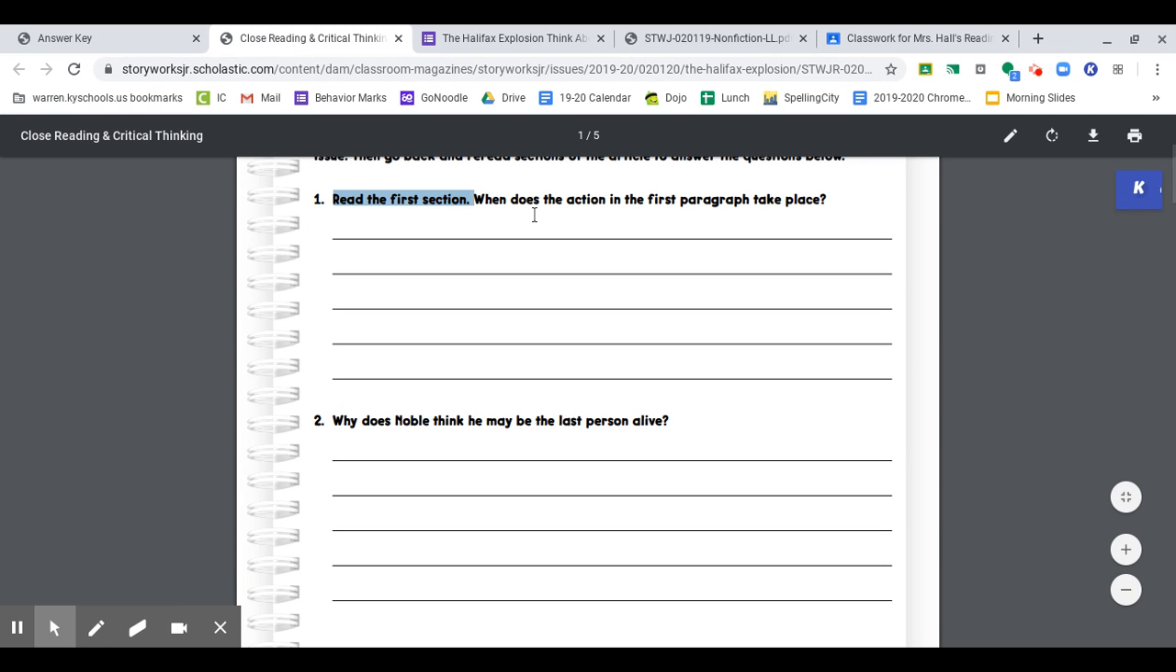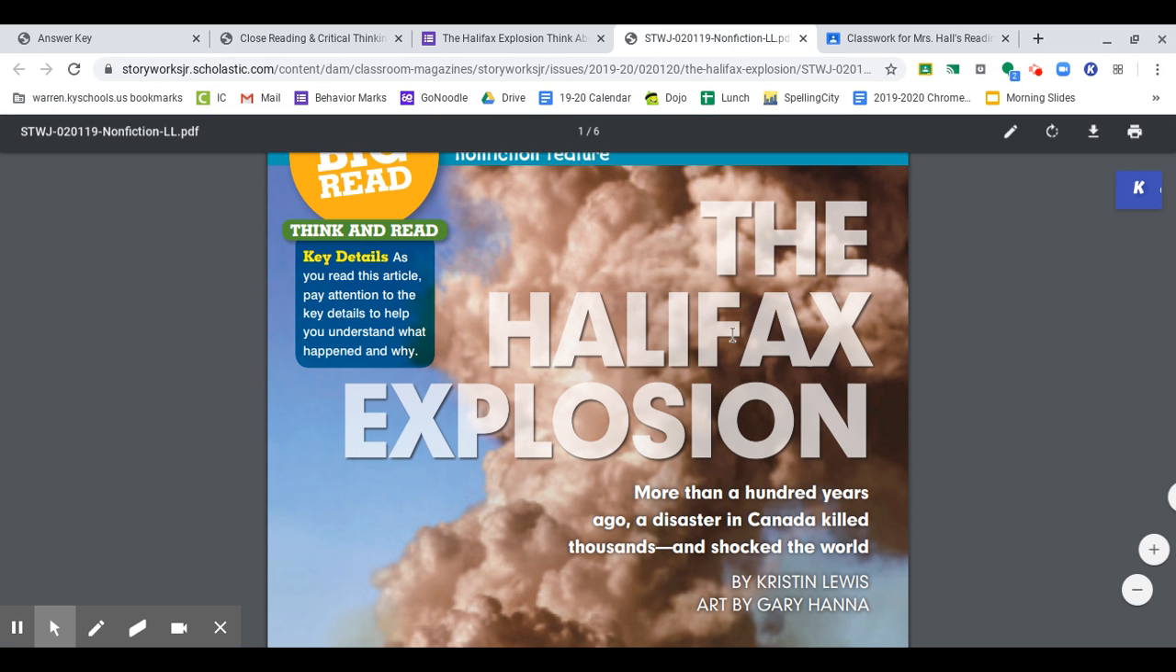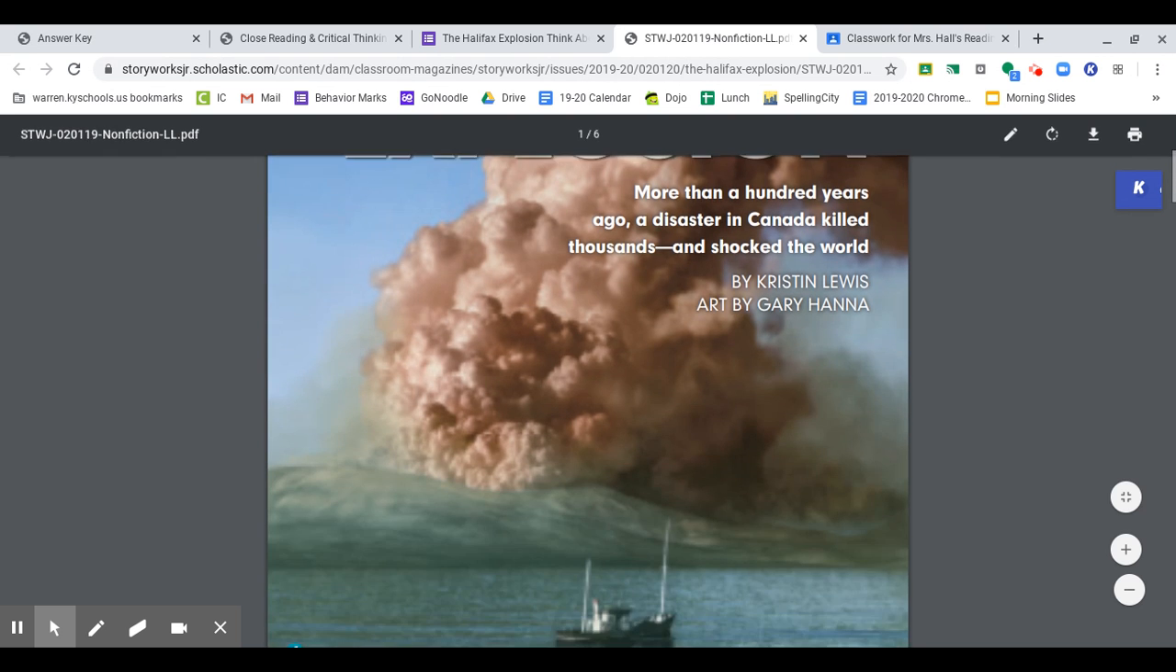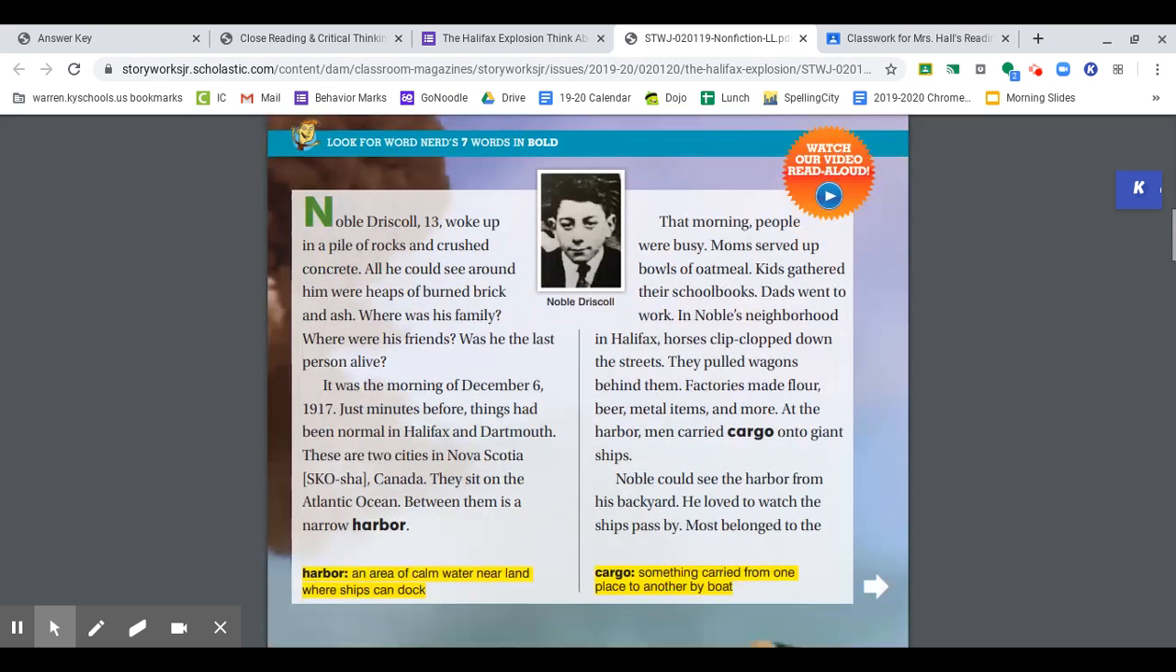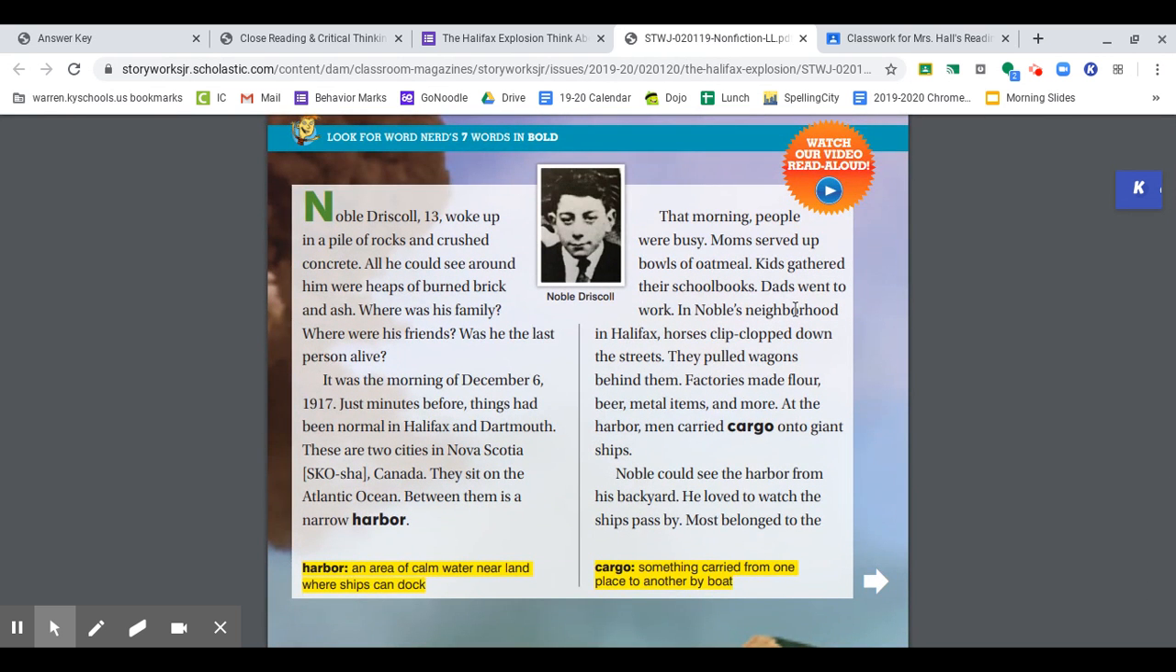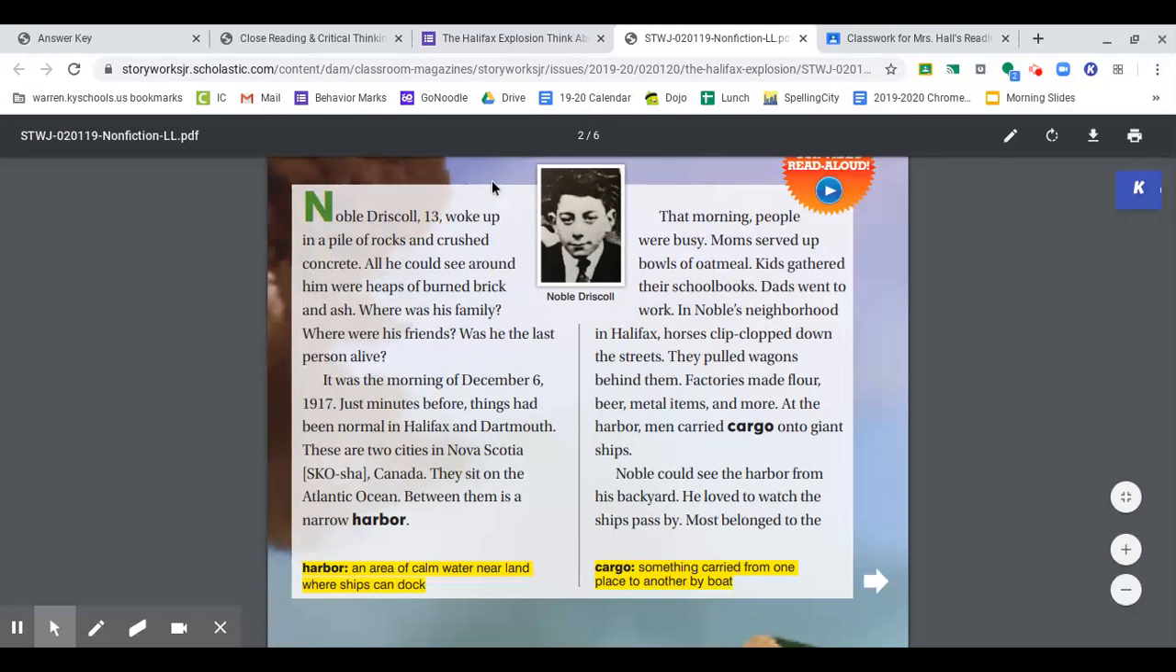So number 1 says, read the first section. When does the action in the first paragraph take place? So this is talking about the setting of the story. If you go back to the first section, which is right after our title page, on this page here, when does it take place? Think about the date and the time period and what was going on.